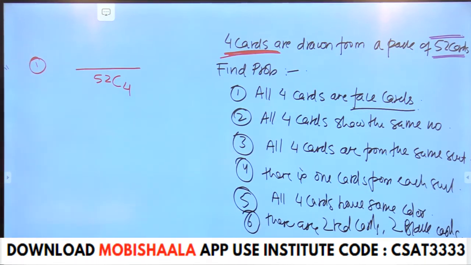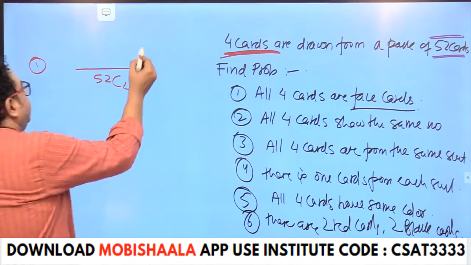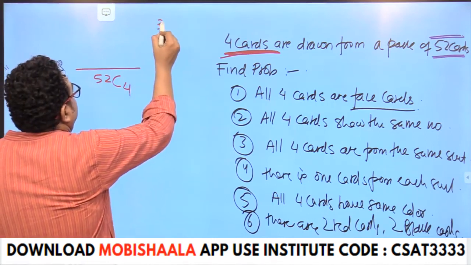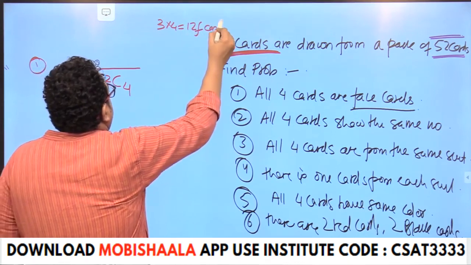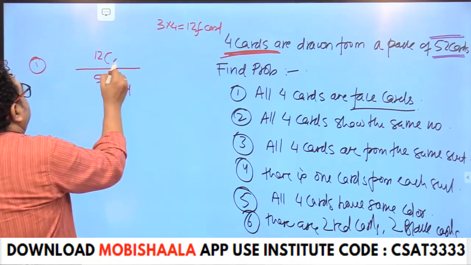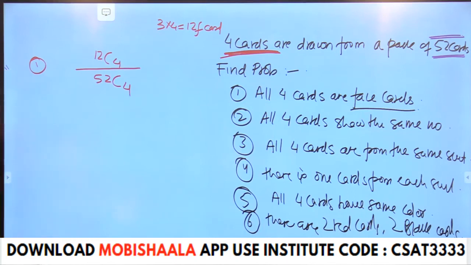So all 4 cards are face cards. How many face cards are there? Each suit has 3, and there are 4 suits, so total 12 face cards. So 12C4 is, out of 12 face cards, 4 face cards are coming. So 12C4 upon 52C4. This is the answer for question number 1. Kindly mark it, guys.